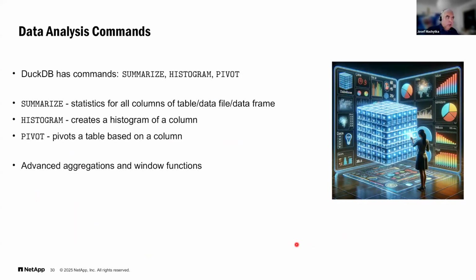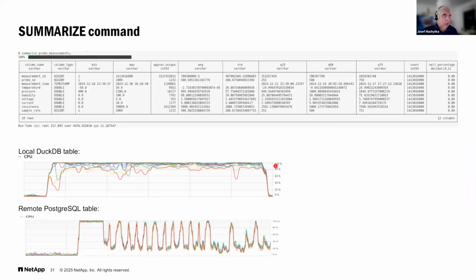But we also have very powerful data analysis commands in DuckDB. It has very advanced implementations of aggregations and window functions. In some cases, even more interesting than in Postgres, but the core is exactly the same. Here I want to highlight just these three commands: summarize, histogram, and pivot, which are actually not available in Postgres. And these can give very quick analytical results, either from tables or directly from data files.